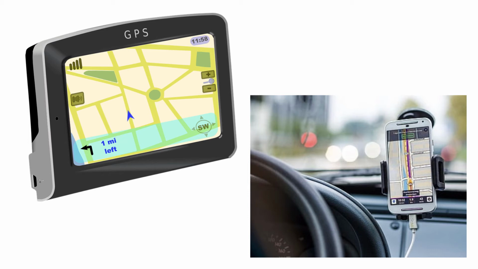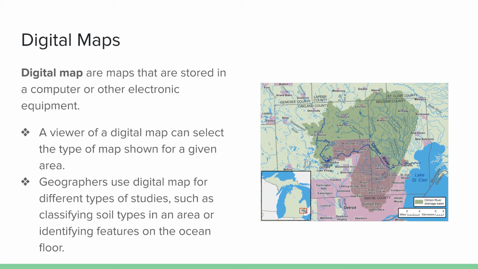So in this instance, there are many ways you can access GPS in several different devices. So the next one is digital maps. They are just maps that are stored in a computer or electronic equipment.